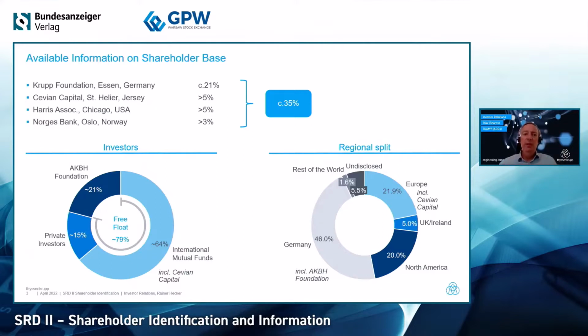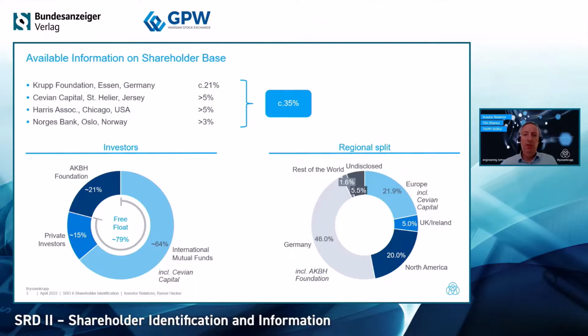And considering only these thresholds, we got information from only 4 shareholders. Means, as I mentioned at the beginning, we have around 200,000 shareholders now. 4 out of 200,000 shareholders is not very much, right? And they make up for some 35%.